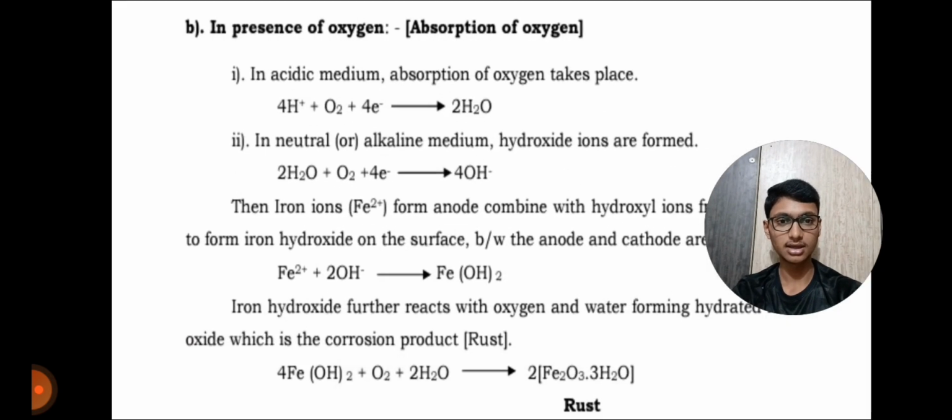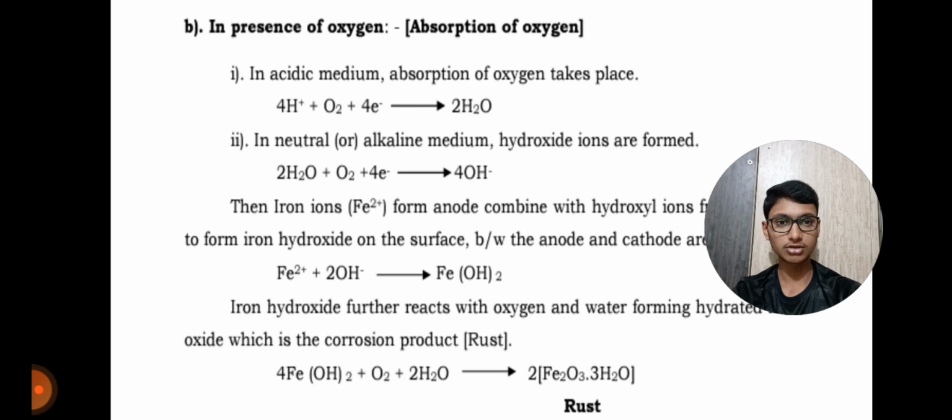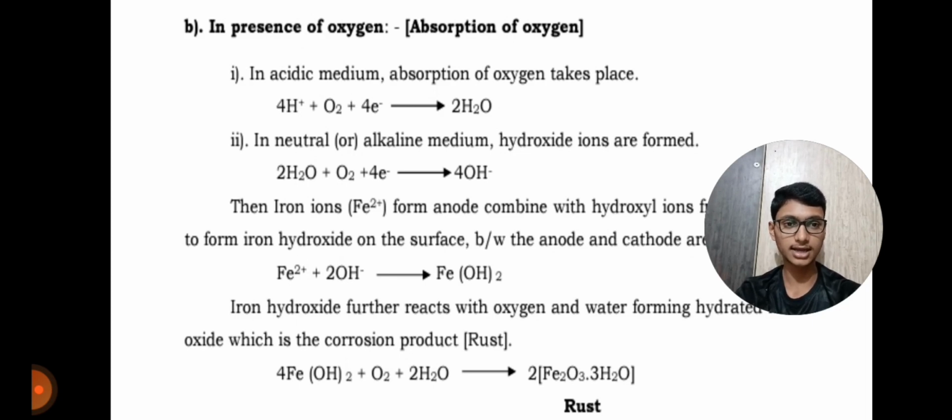Let us see the cathodic reaction in the presence of oxygen, which is absorption of oxygen. In acidic medium, absorption of oxygen takes place: 4H+ plus O2 plus 4 electrons give rise to 2H2O. In neutral or alkaline medium, hydroxide ions are formed: 2H2O plus O2 plus 4 electrons give rise to 4OH-.